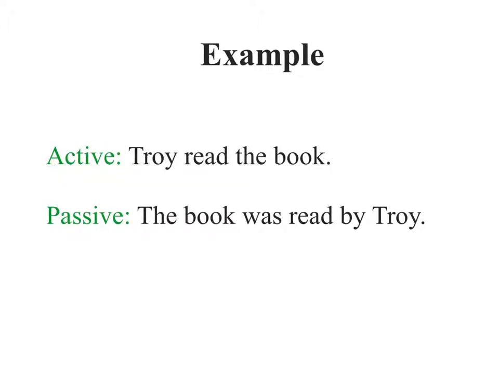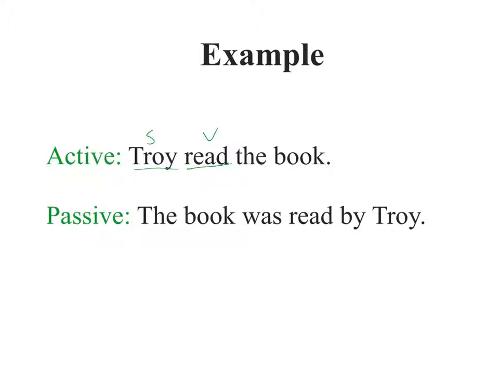Here are two sentences that say the same thing. One in active voice, one in passive voice. Let's look at the active voice one first. Troy read the book. Pretty simple. Troy, being the subject of the sentence, is doing something. He's active.